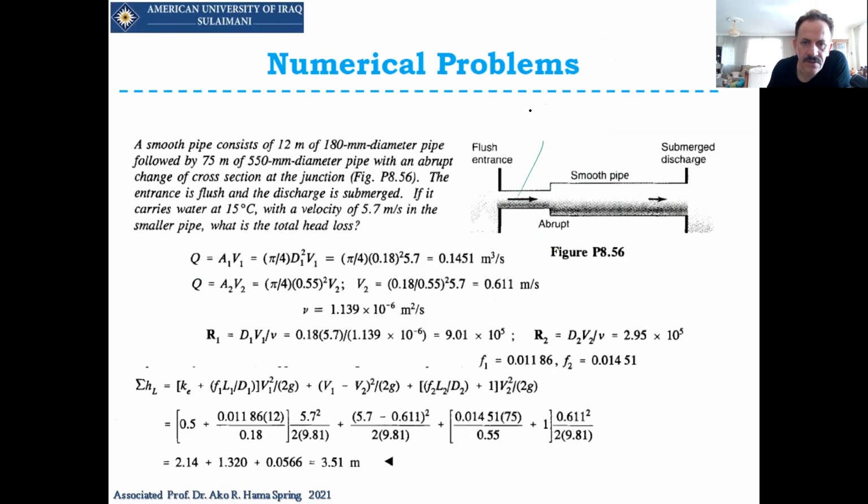The velocity here, V1, is equal to 5.7 meters per second, and the velocity here is 0.611 meters per second. You can see the velocity here is less than this one. Why is the velocity in the second pipe less than the velocity in the first pipe? Because of the changing diameter. A larger diameter means less velocity.